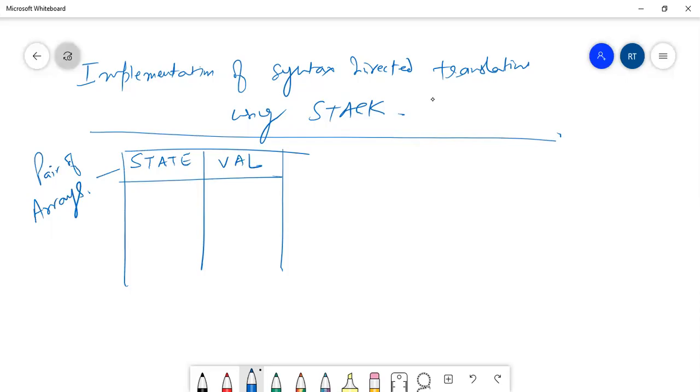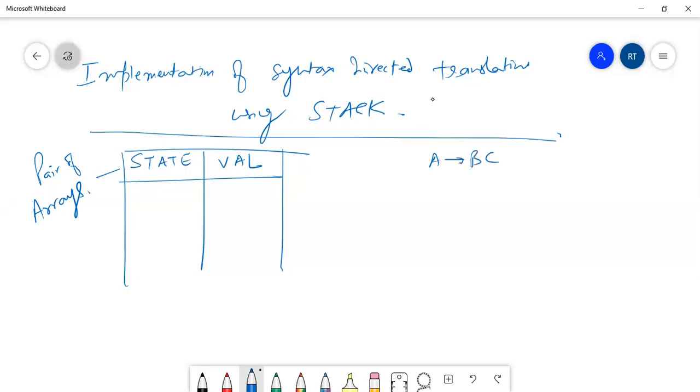So, for example, what is the state array? Each state entry shows a pointer to a parsing table, and each value represents the value associated with the corresponding state symbol. So the state array consists of all the variables or identifiers that appear in the context-free grammar, and the value array consists of the values of each variable. So for example, we can see here.